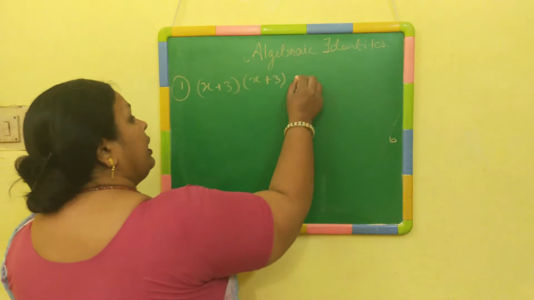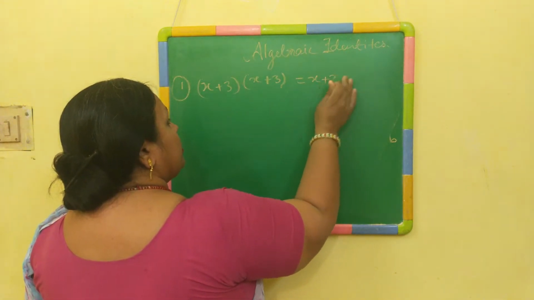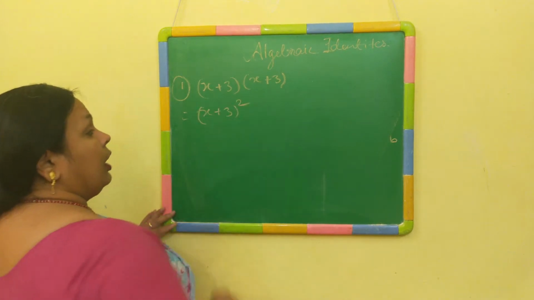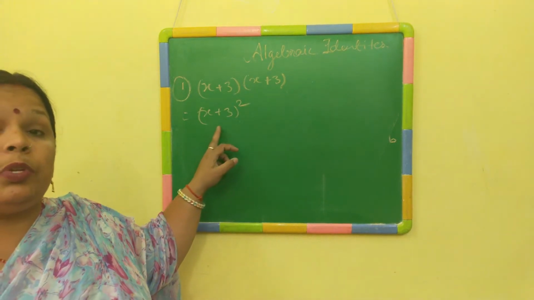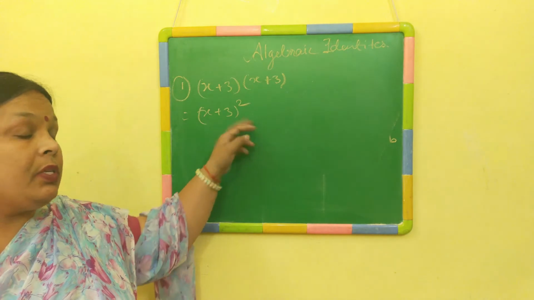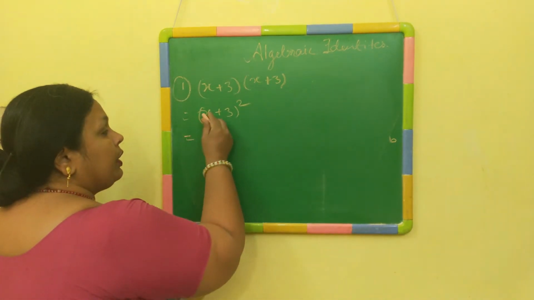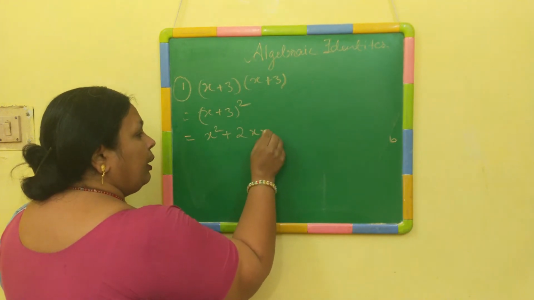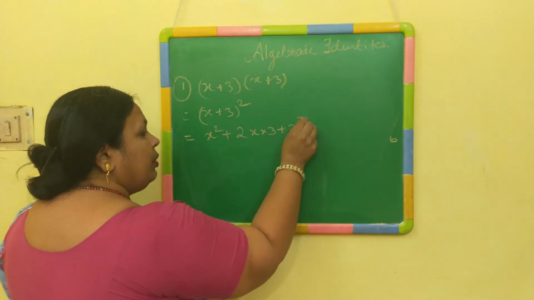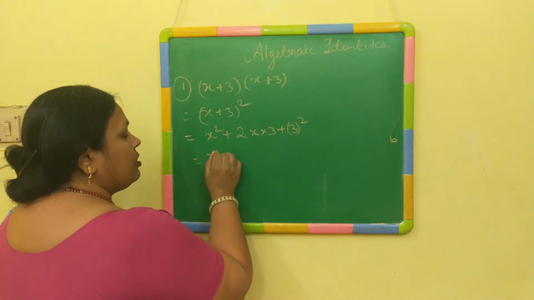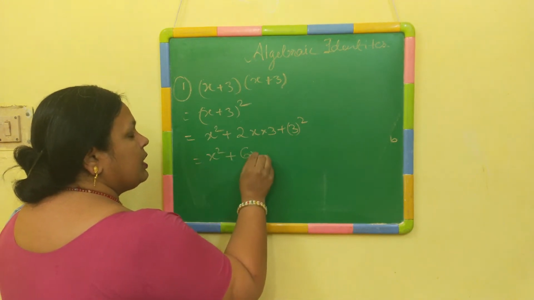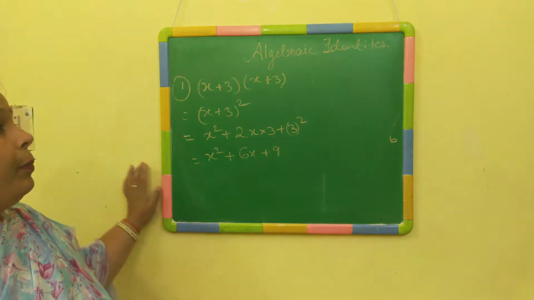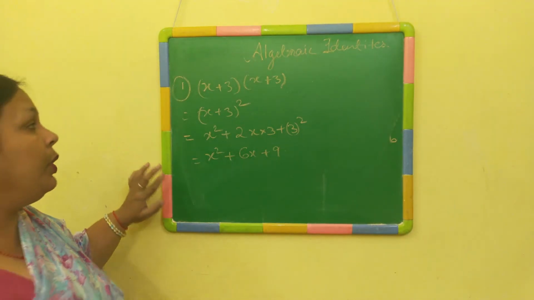So you can write it as (x plus 3) whole square. Now here you will be using (x plus 3) whole square as (a plus b) whole square. Now what is it? a square plus 2ab plus b square, which is x square plus 6x plus 9. Clear? Now we'll check the second one.